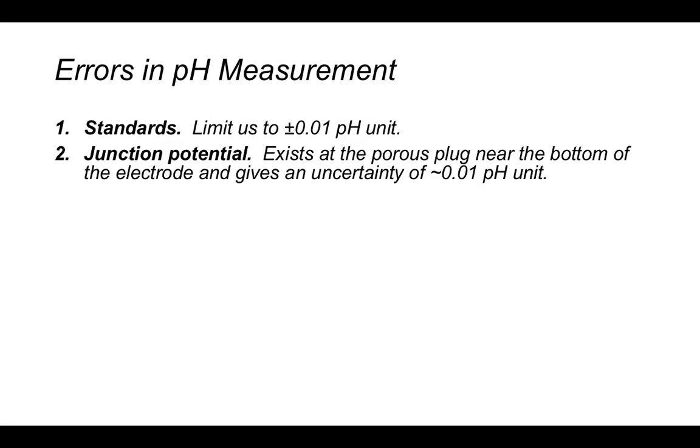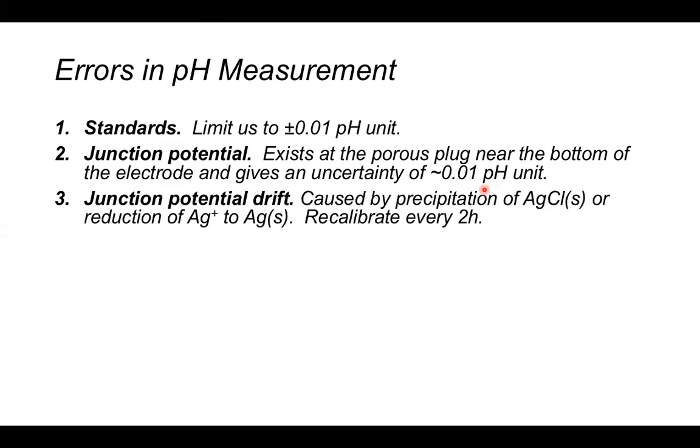The junction potential then depends on how well we have mixed our sample. Even if we're doing a good amount of stirring and we've equilibrated the system well, there's still a chance that the junction potential will have an effect. That's because of the porous plug near the bottom of the electrode, which is there to allow the flow of the ions through the membrane so that we can actually get a potential formed in our electrical circuit, and so we can actually get a measurement. That leads us to an uncertainty of around 0.01 pH units as well, so that's plus or minus 0.01.